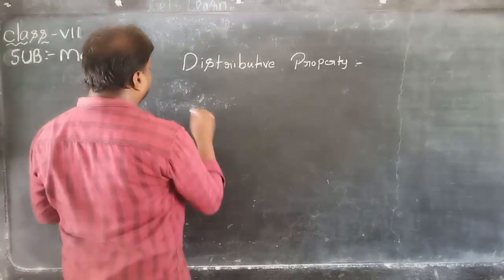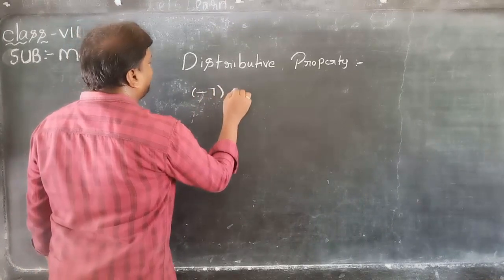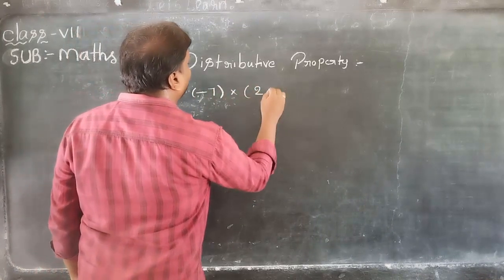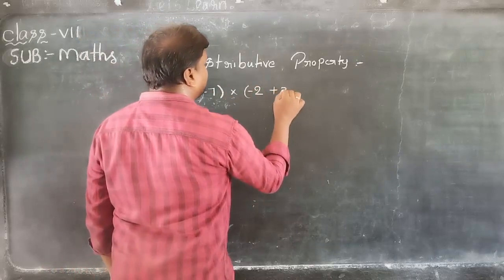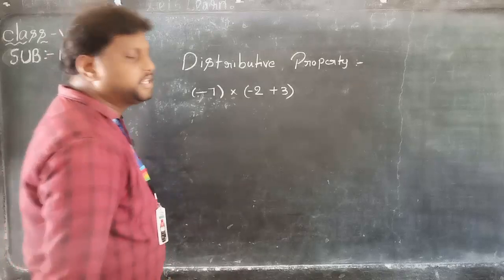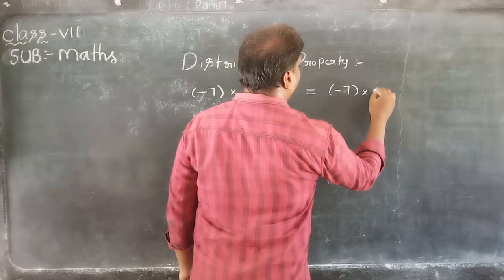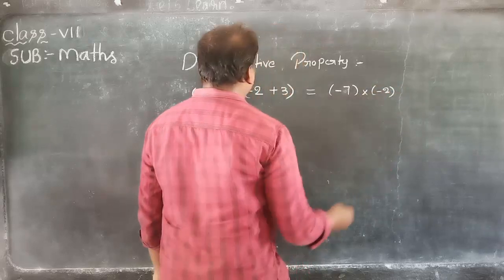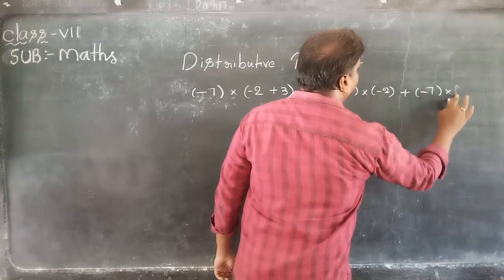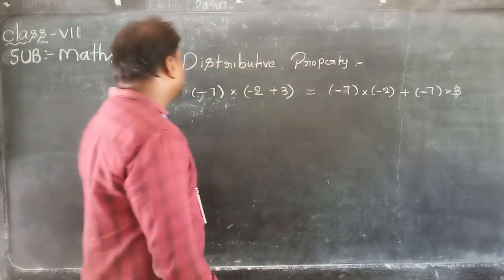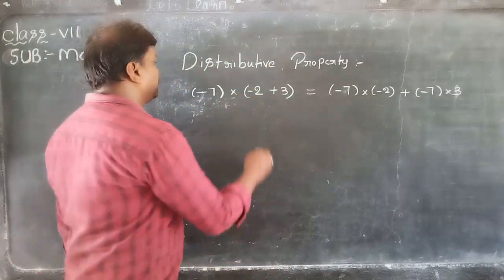Take any numbers. Minus 7 into the bracket minus 2 plus 3, is it equal to minus 7 into minus 2 plus minus 7 into 3? See, here minus 7 is multiplying minus 2 and 3 equally.